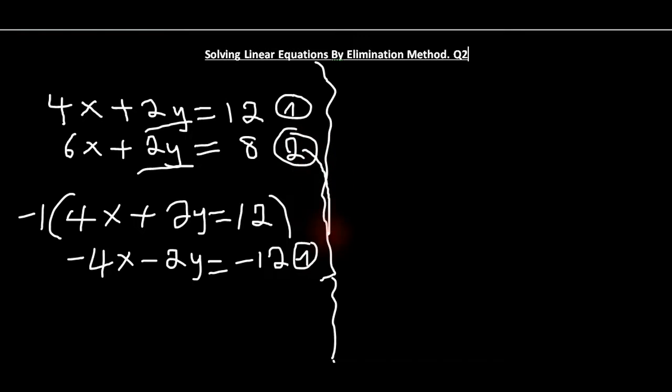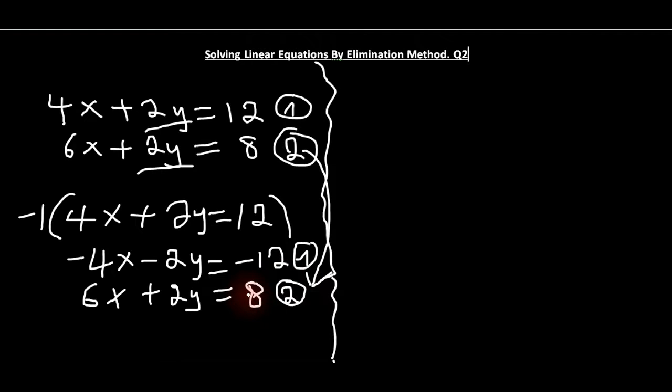So we are going to bring down equation 2, which is 6x plus 2y equal to 8. So this is our equation 2.